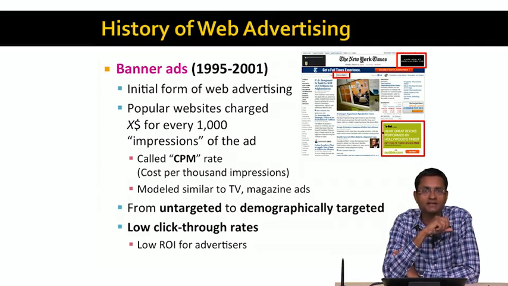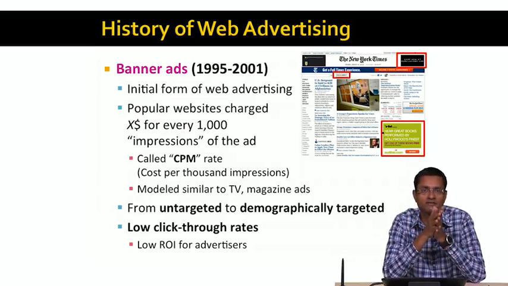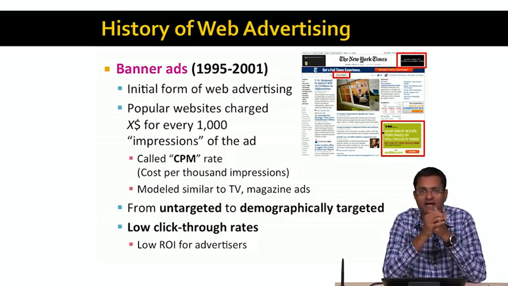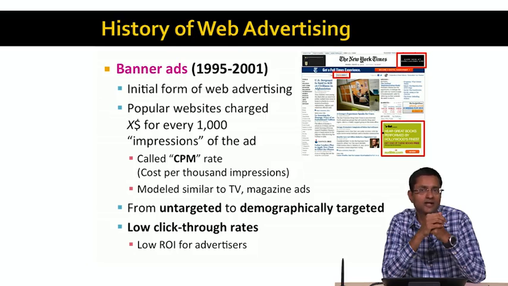And popular websites charged a certain number of dollars for every 1,000 impressions of the ad. This is called the CPM rate, or the cost per 1,000 impressions, where M is the Roman numeral for 1,000, and that's why it's called a CPM rate. This model comes to us from TV or magazine ads, which are priced similarly based on the circulation of the magazine or the number of viewers of a TV show. This is a good initial model to start off with.